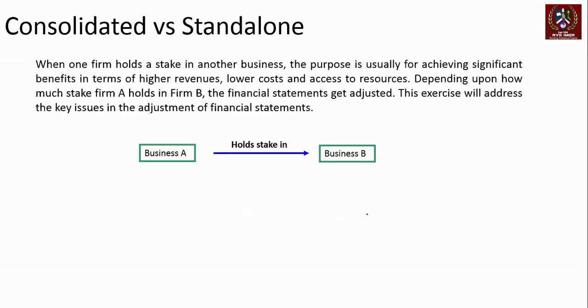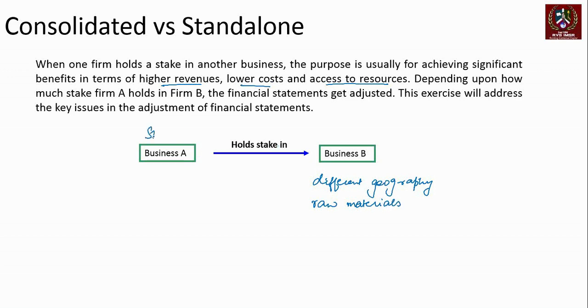Now, when a company holds a stake in another business, the purpose could be for achieving significant benefits in terms of higher revenues, lower costs, access to resources, or just simple diversification, right? So if company A holds a stake in company B, that's possibly because business B is in a different geography. It's possibly because business B has access to raw materials that business A needs, right?